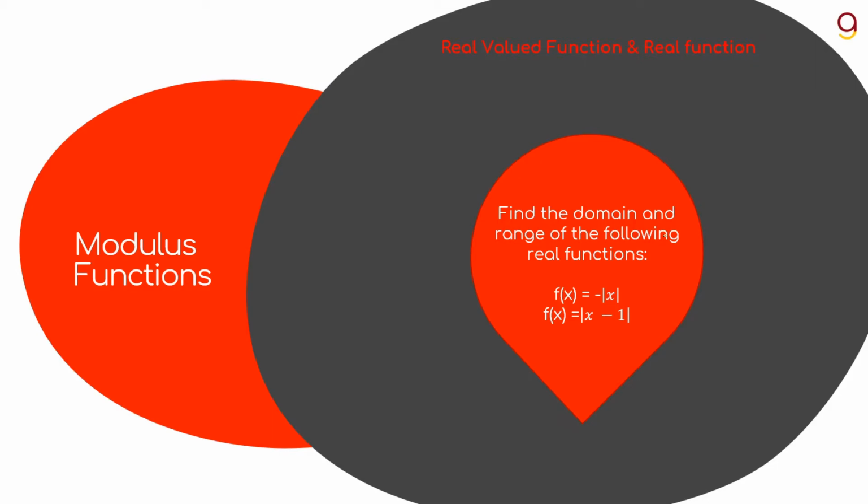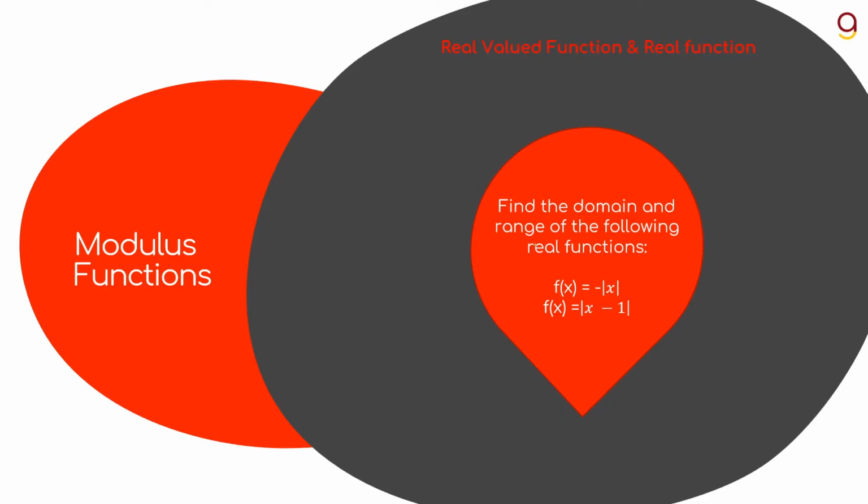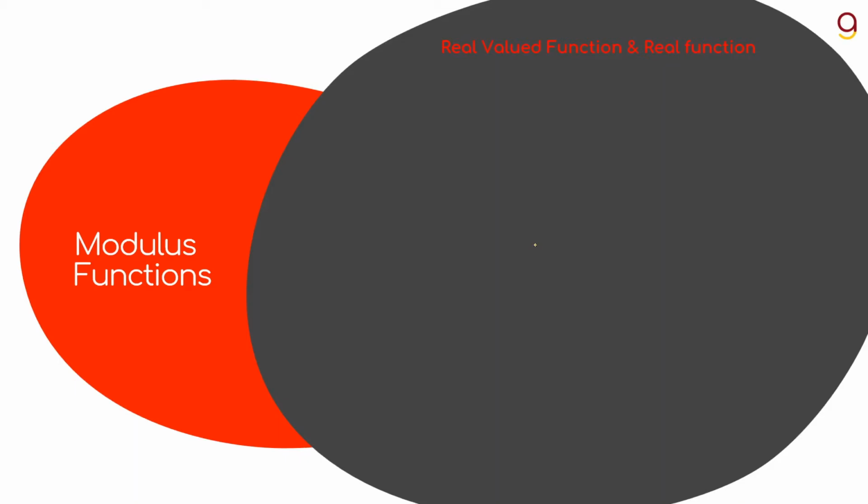Find the domain and range of the following real functions. So here we have two functions, f of x is equal to minus of mod x and f of x is equal to mod of x minus 1. So we have two real functions and you need to find the domain and range for these real functions. Always remember that the domain can consist of any real numbers, whereas the range will consist of only the positive numbers including 0. So let's start with the first question.